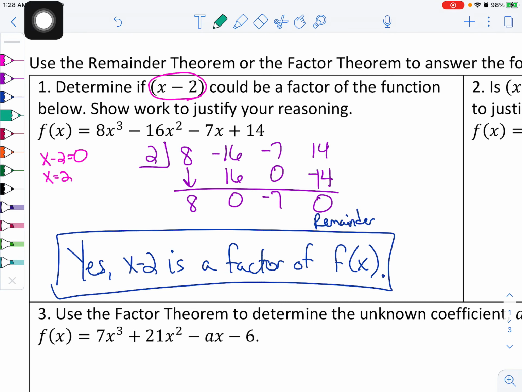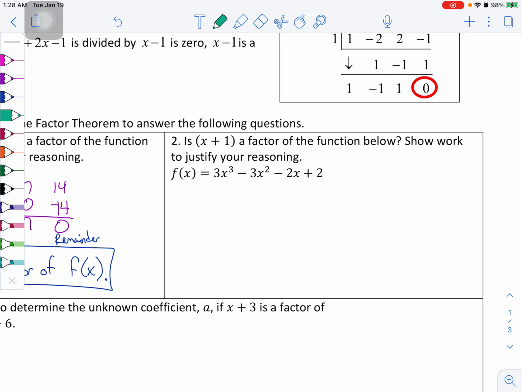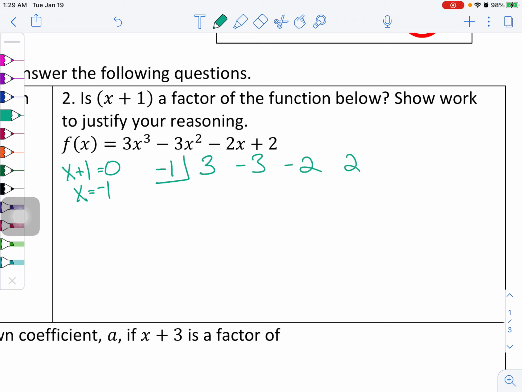I believe question number 2 asks the exact same thing. It does. It asks, is x plus 1 a factor of the function? So let's go ahead and figure this out. I'm going to take my factor, what I'm checking for, set it equal to 0. And so that's going to give me a function value or 0 value of x equals negative 1. So negative 1, and let's do a little synthetic division here. I just need the coefficients. So 3, negative 3, negative 2, and a 2.